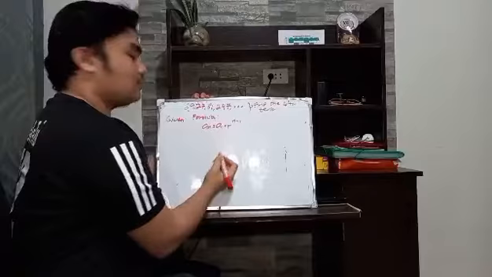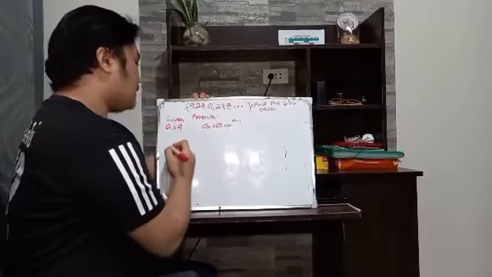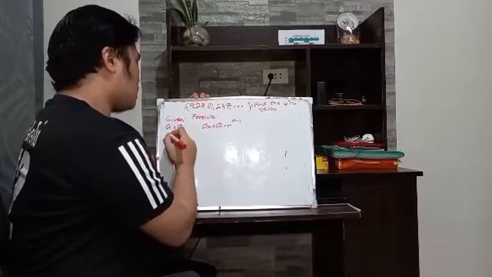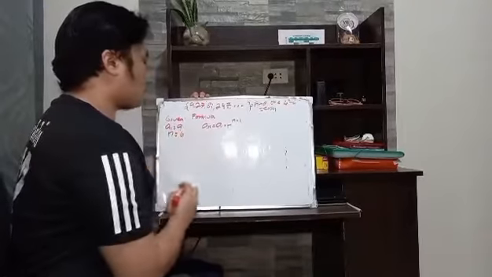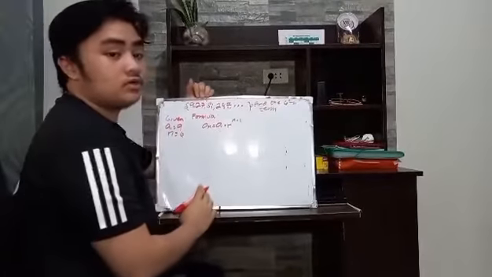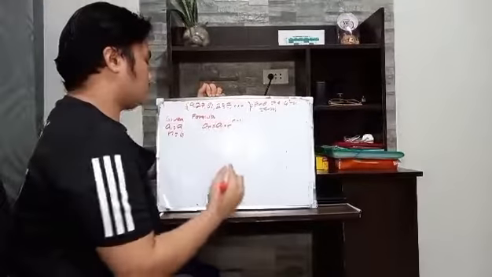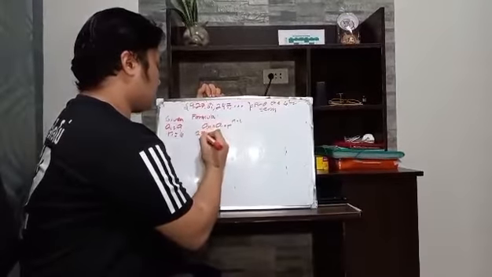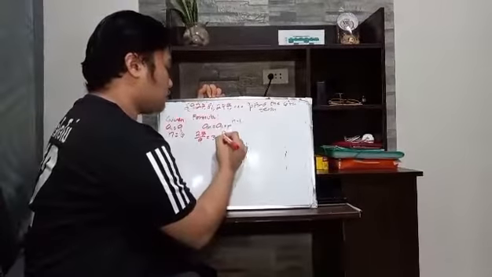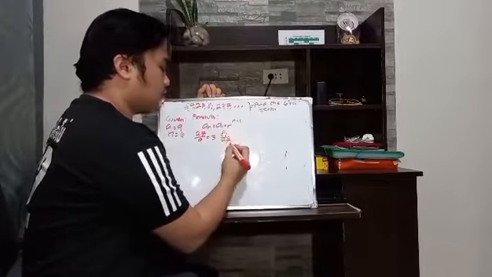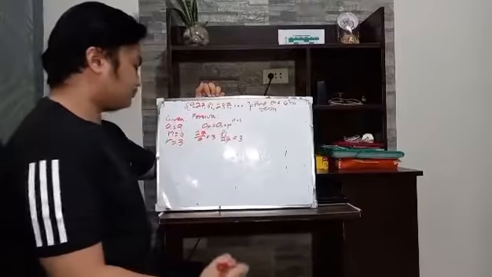Now let us identify our givens. First is a sub 1. Our a sub 1 is 9. Next is our n, which is 6. How do we find r? By just dividing the next term by the previous term. So what is 27 divided by 9? That is 3. How about 81 divided by 27? It's still 3. So therefore, our common ratio is 3.